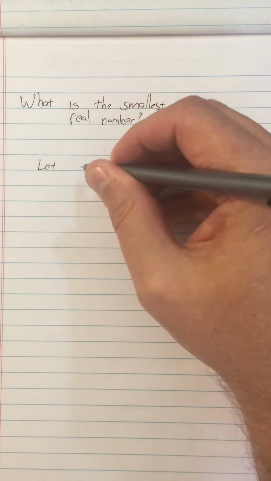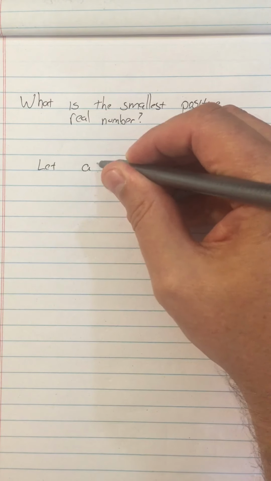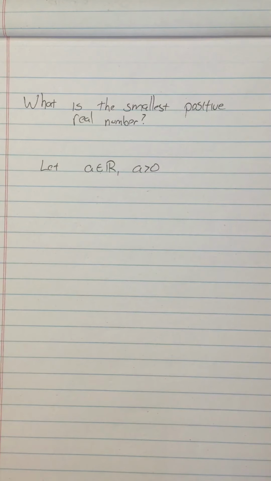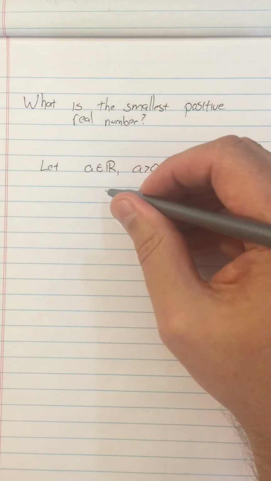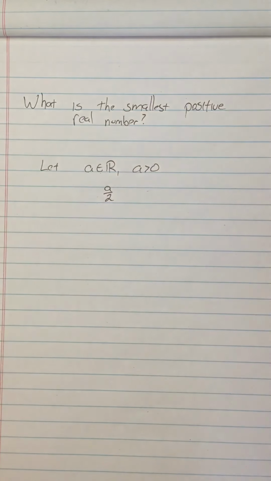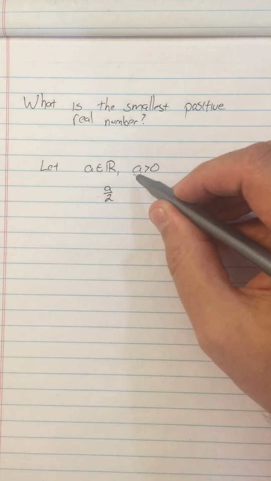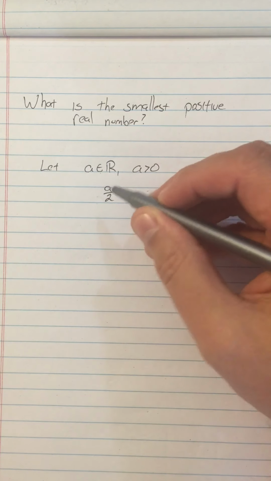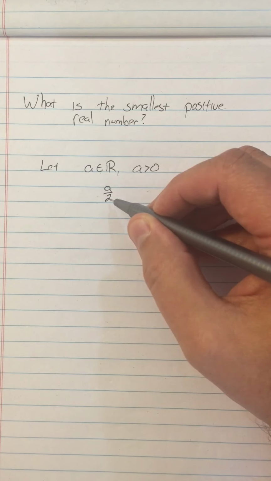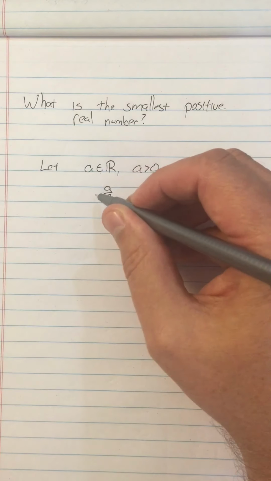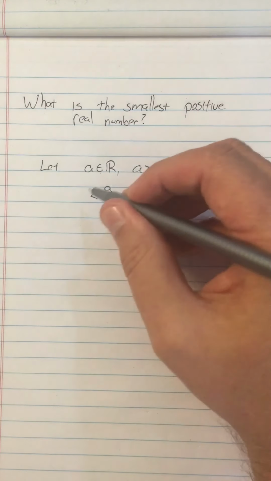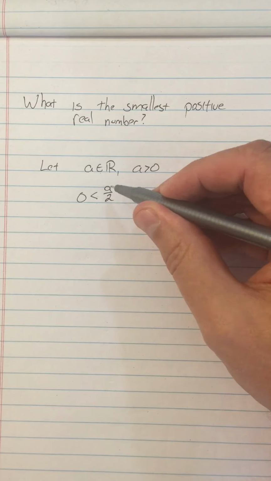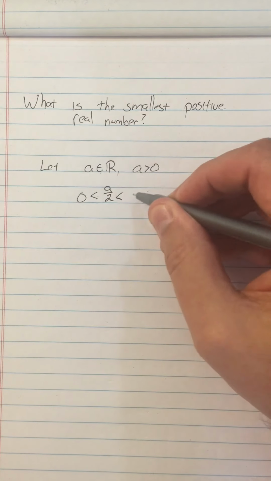Let A be a real number such that A is greater than 0. Then consider A over 2. An important thing to consider is that if A is a positive number, then A over 2 is still positive, because it's positive divided by positive, you will still have a positive number. Therefore, A over 2 is also a positive number. Also, since A is a positive number, A over 2 will be smaller than A.